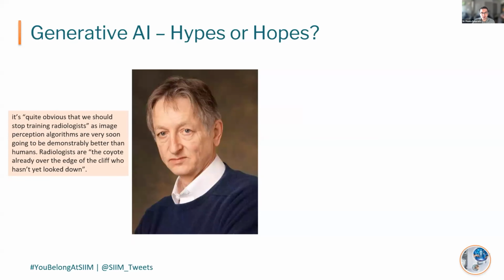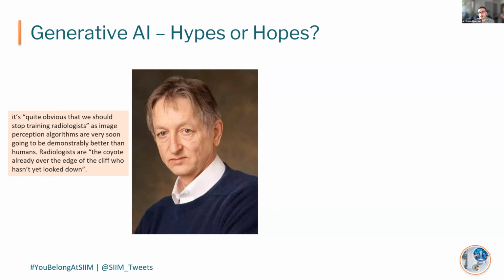Now, if you are into AI in general, you might also have heard about some of the hypes or some of the big predictions that some people, even as famous as Geoffrey Hinton, have made about AI. If you are a radiologist, you probably have heard this before. Geoffrey Hinton years ago made this prediction that radiologists look like the coyote already over the edge of a cliff. So his recommendation to programs was to stop training radiologists. And very interestingly, a couple of months ago, he was asked about this, because at that time he predicted that in 5 years, there is not going to be any radiology training in the world.